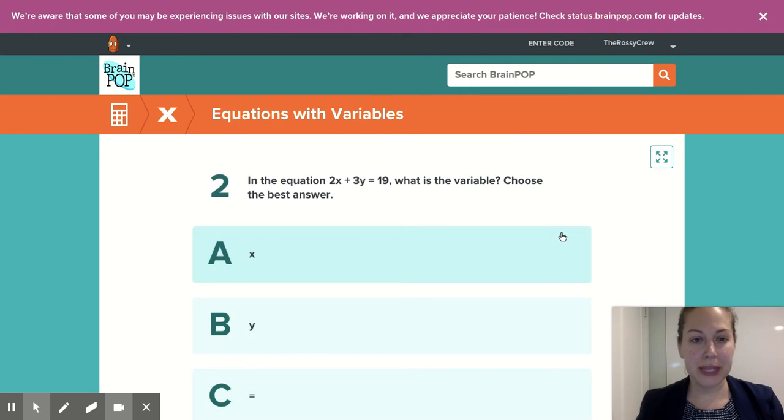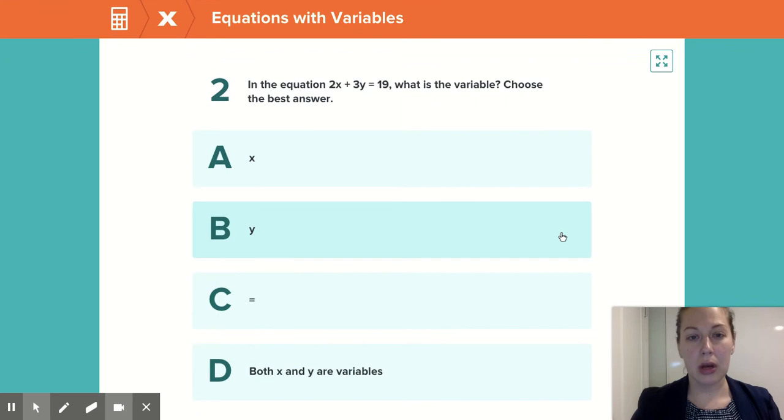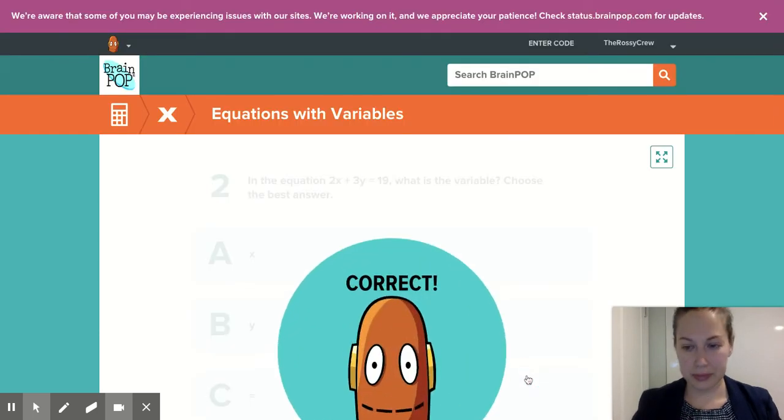Number 2. In the equation 2x plus 3y equals 19, what is the variable? Choose the best answer. When I hear choose the best answer, I know that might be a trick, so please take it slow. Let's just look at the problem. I know that the x is a variable. I know that the y is a variable. So let's take a look at our answers. X, okay, it's true, but is there a better answer? Y is also true. The equal sign, definitely not. And then letter D, both x and y are variables, which is true. Good.